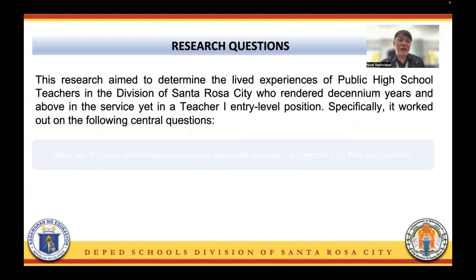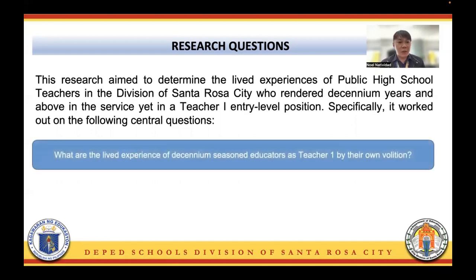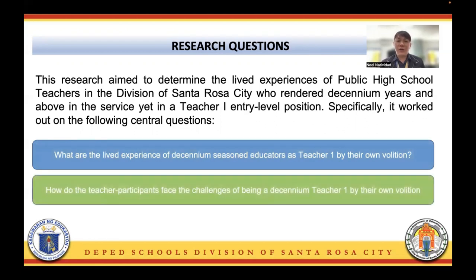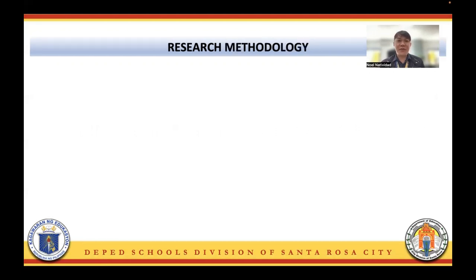Specifically, it worked out on the following central questions. Number 1, what are the lived experiences of the senior seasoned educators as Teacher 1 by their own volition? And number 2, how do the teacher participants face the challenges of being a senior Teacher 1 by their own volition? And here are some of the research methodology used by the researcher in order to determine the expected findings of the study.